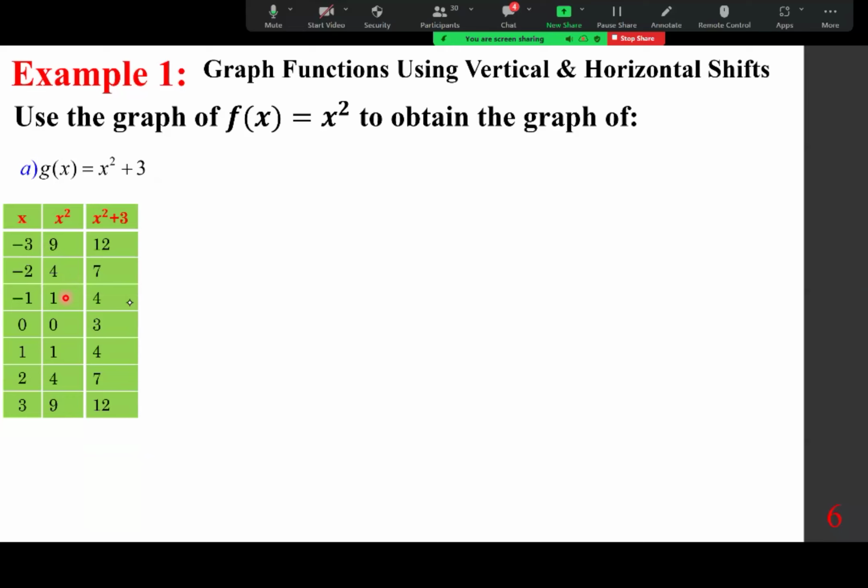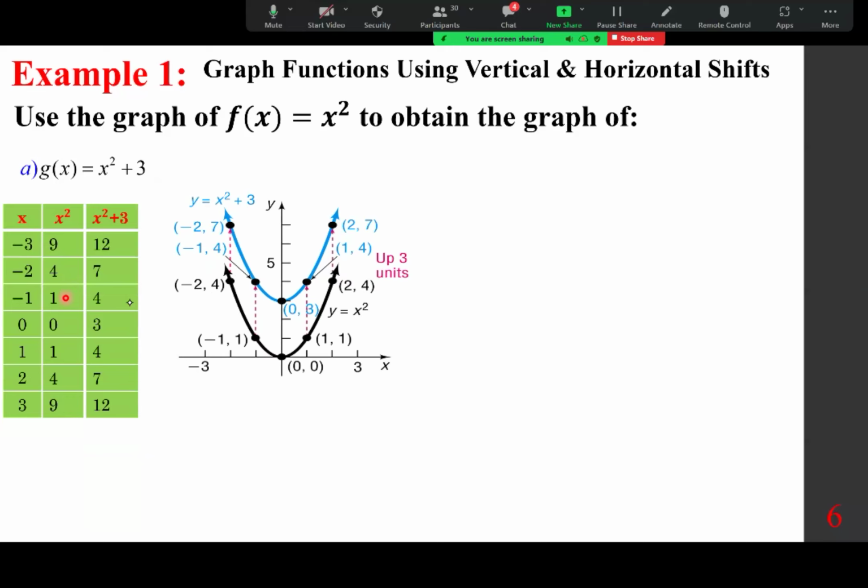So if we were to plot those pairs, for example, 1, 1, now it's 1, 4, just to give you an idea. 0, 0, it's now 0, 3. So it's been shifted up by 3 units. So every point is the same, but shifted up by 3 units. So that shows that it moves up by 3 units.